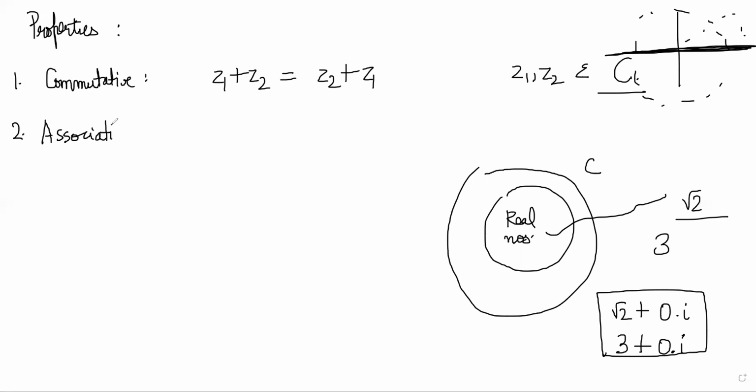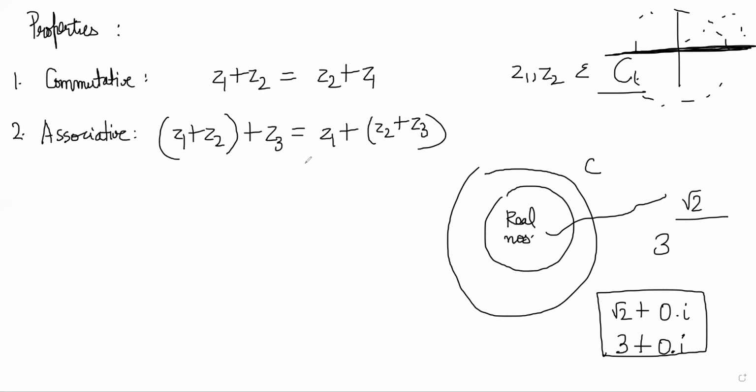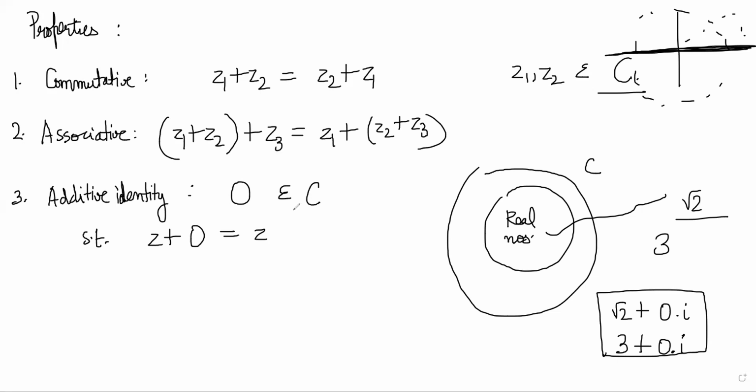Associative law is: (z1 + z2) + z3. If you group this and add like this, it's the same thing as grouping the last two and adding. There is no issue here. Then there is an additive identity. Additive identity means there is a complex number 0 belonging to the complex numbers such that z + 0 = z. So for any other complex number, if you add 0 you will still get the same complex number. So this is the additive identity.